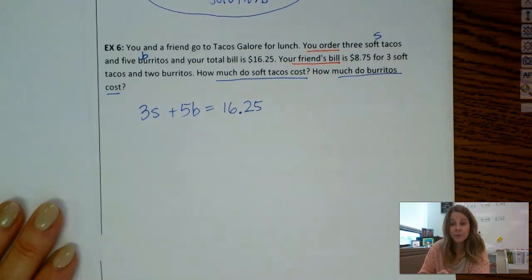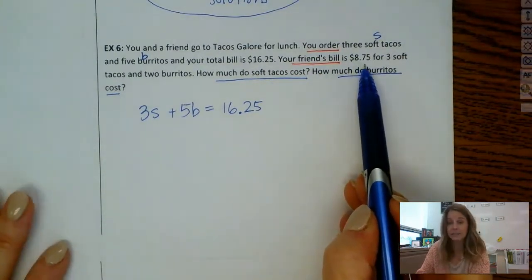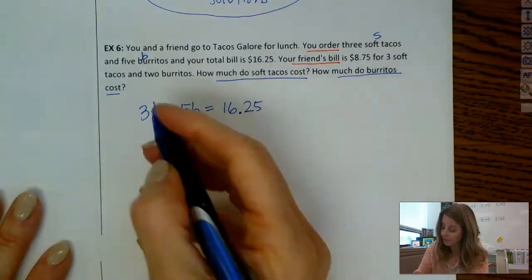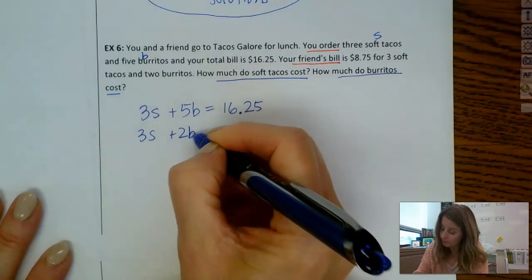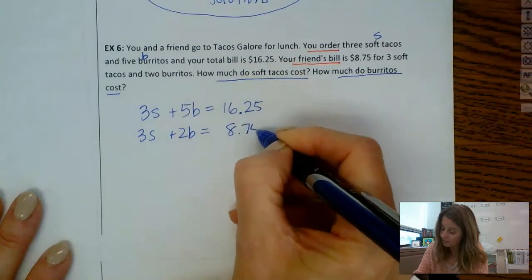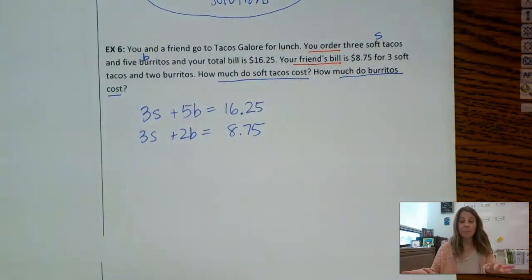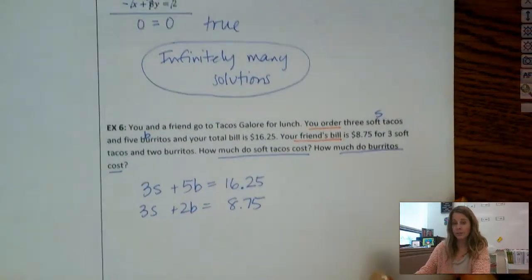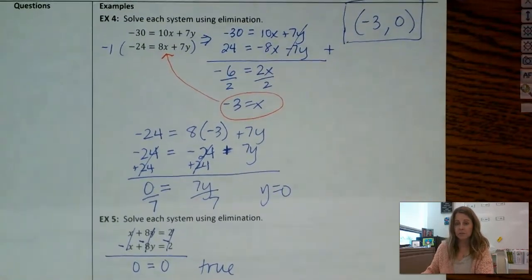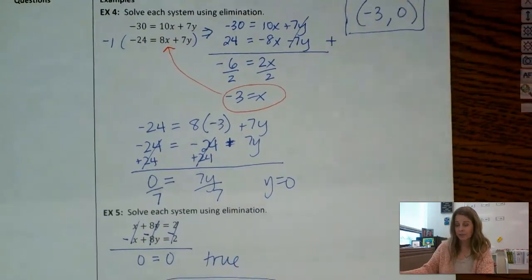Okay, do the same thing for your friend. Your friend spent $8.75 for 3 soft tacos and 2 burritos. So how much do soft tacos cost and how much do burritos cost? So we're ready to do what we've done all along. Let's do this elimination method.